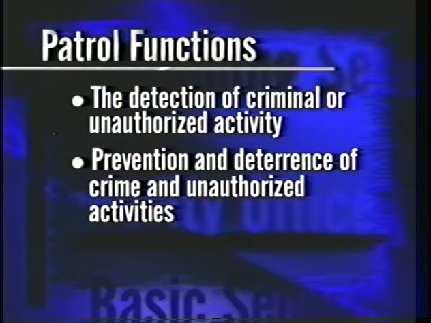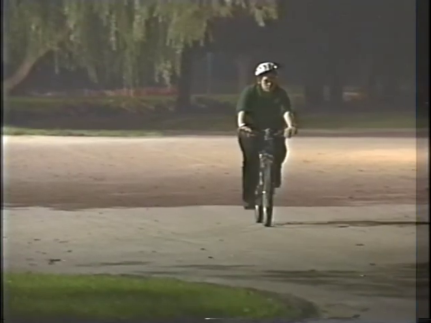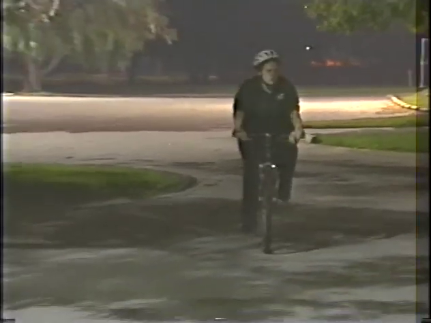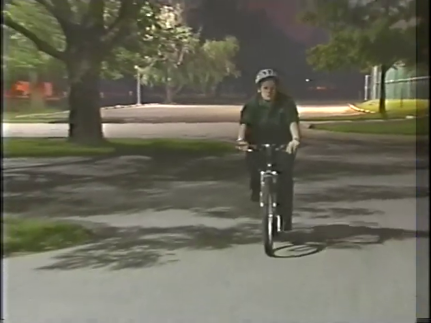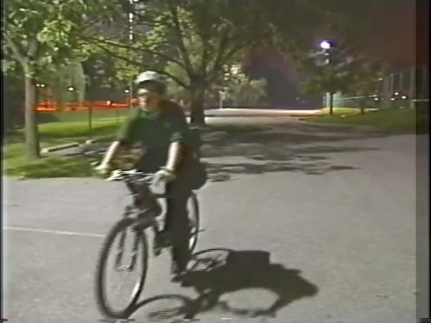Prevention and deterrence of crime and unauthorized activities. Visibility is the key here. It's called creating an omnipresence of security in a particular area. Bad guys will get the idea that this area is not a good one to try to take advantage of.